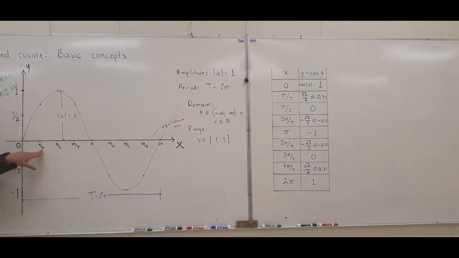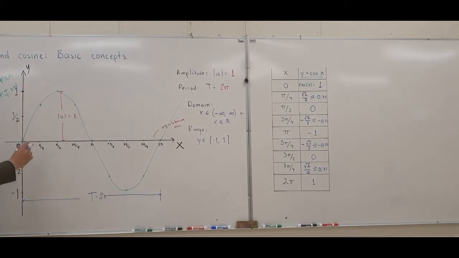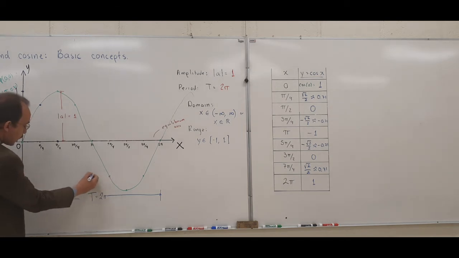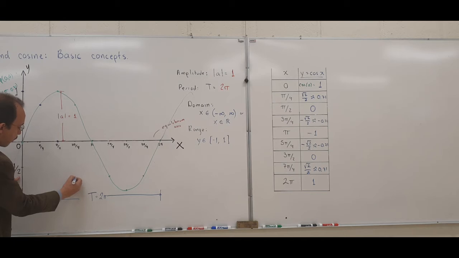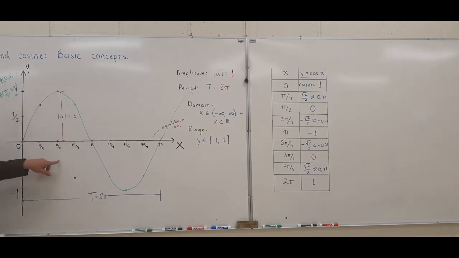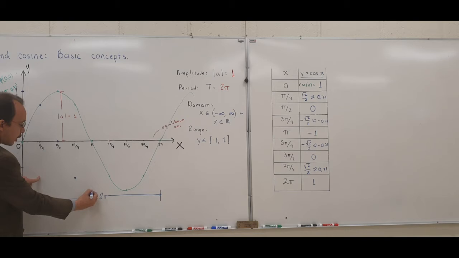Then we have pi over 4, 0.71, which is the same as with the sine, but that's okay. Then pi over 2, 0. This time it's going to be here in the middle on the horizontal axis. 3 pi over 4, minus 0.71. Again, this is going to be approximately here, in 3 pi over 4, which is here. Okay, then we have pi, minus 1, which is going to be here.